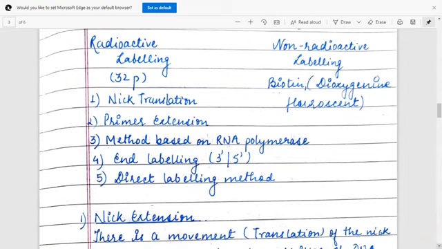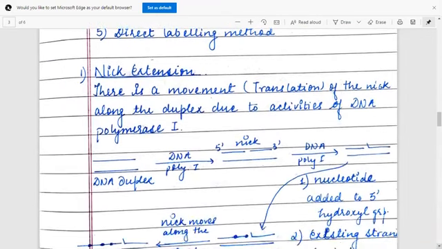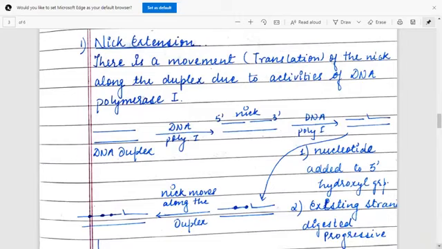Coming to them one by one, like Nick translation. Why is this called Nick translation? Here, in fact, this is written extension. It should be translation. This was written by one of my students also. There is a movement of the nick. There is a translation of the nick along the duplex due to the activities of DNA polymerase.